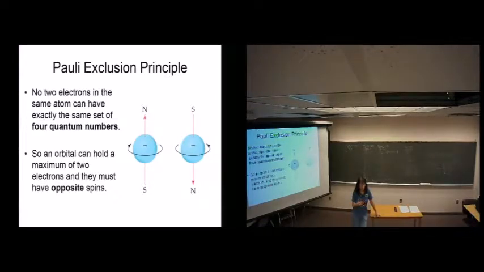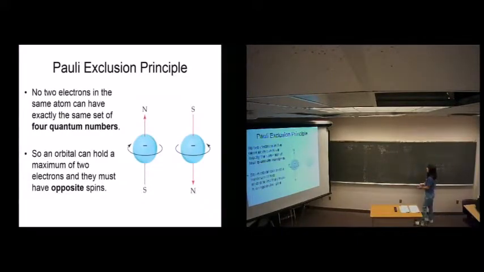Do you guys know what exclusive means? Only. That's right. So this is the Pauli Exclusion Principle. An electron is the only one that can have its own unique set of quantum numbers. No two electrons can have the same quantum numbers. Every electron has its own unique set of quantum numbers.